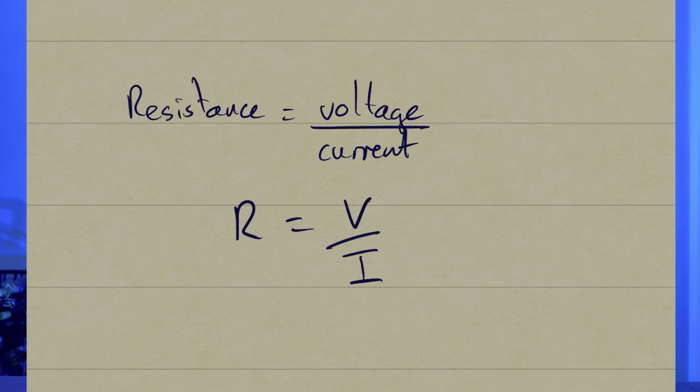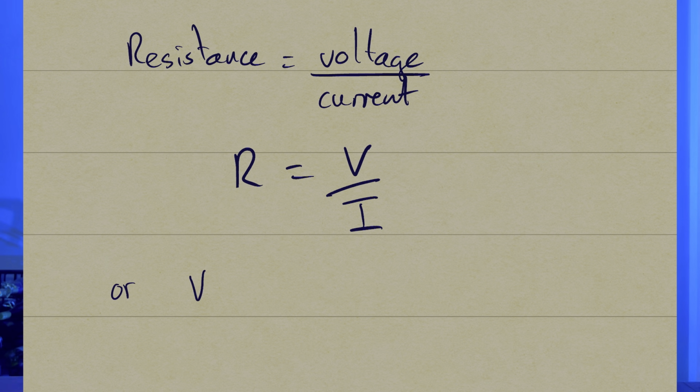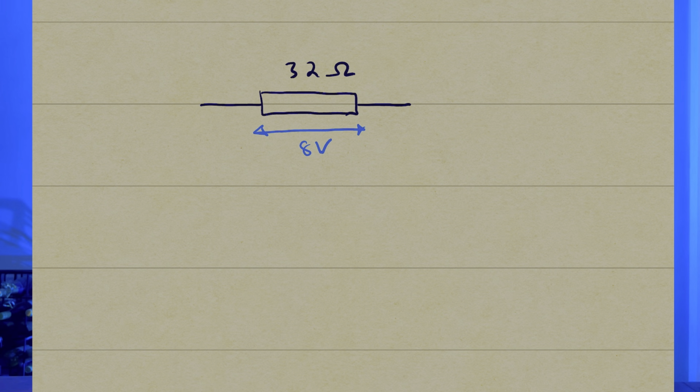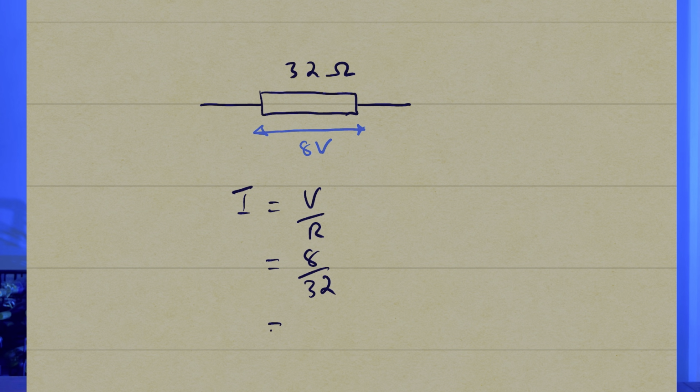In equation form, resistance equals potential difference or voltage over current. Using the correct symbols, R equals V over I. We can of course rearrange this so that V equals I times R, or I is V over R. Let's look at some examples. We have a 32 ohm resistor with a potential difference of 8 volts across it. What is the current flowing through it? Well, I is V over R, so 8 volts divided by 32 ohms equals 0.25 amps.